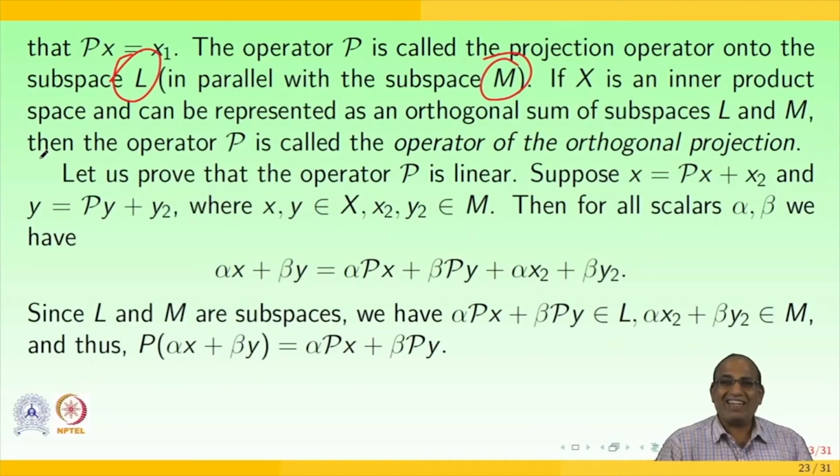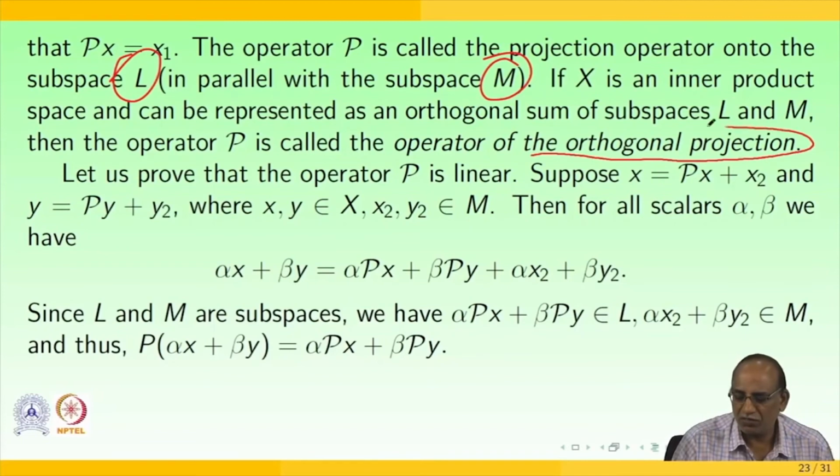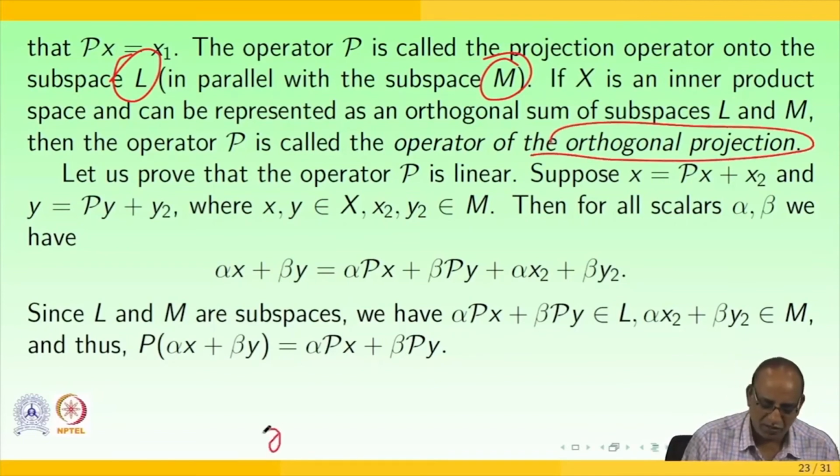If X is an inner product space and can be represented as an orthogonal sum of the subspaces L and M, then the operator P is called the operator of the orthogonal projection. So this is what is called orthogonal projection.